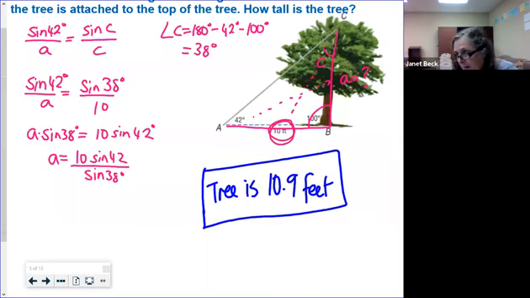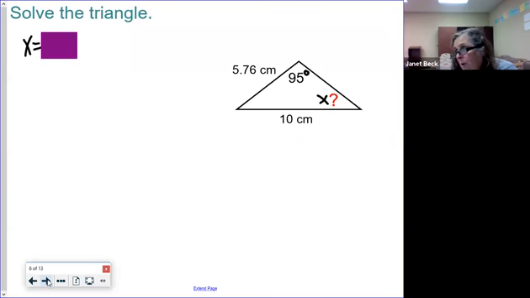Right, let's try another one now. So have a go at this one. This time you're trying to find the size of the angle. I'll give you a couple of minutes, see what you can get done.